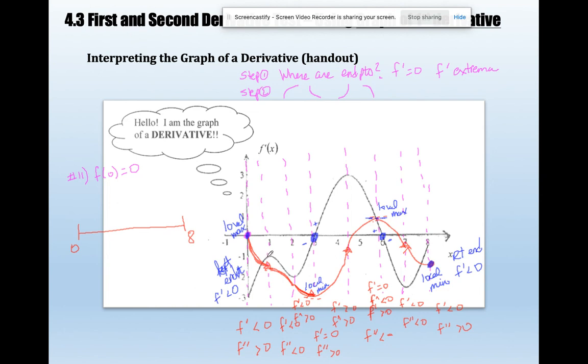And everywhere the derivative had a turning point, the graph I drew had a point of inflection.